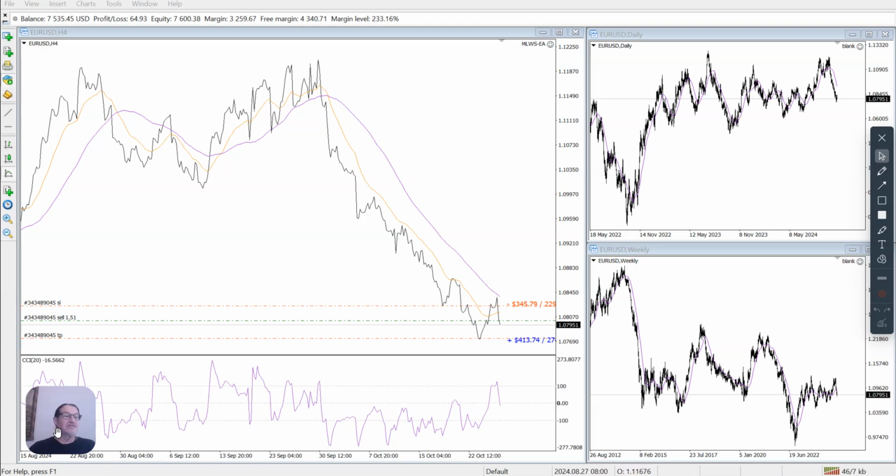First, let me get myself out of the way here so we can have a little bit of a better look. And as you can see, this is the default setting. It is set to a period of 20, or 20 days. It has two default levels, minus 100, which indicates oversold, and plus 100, which indicates overbought.